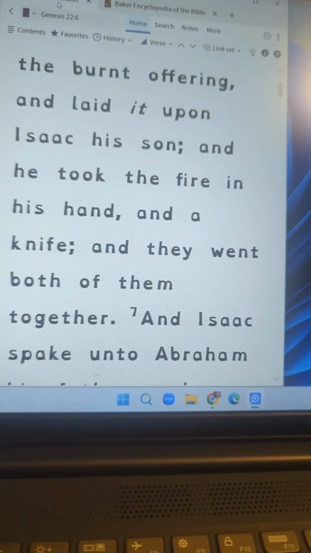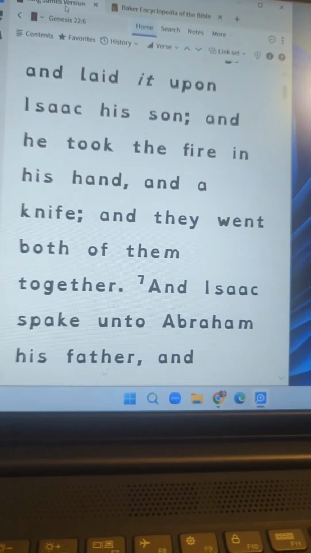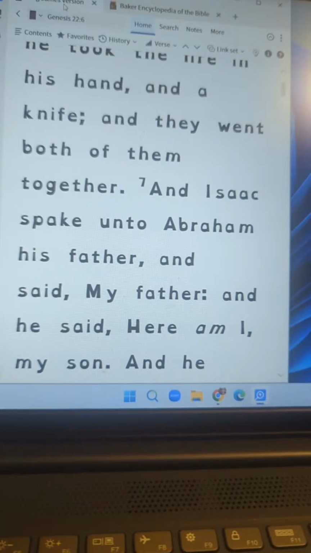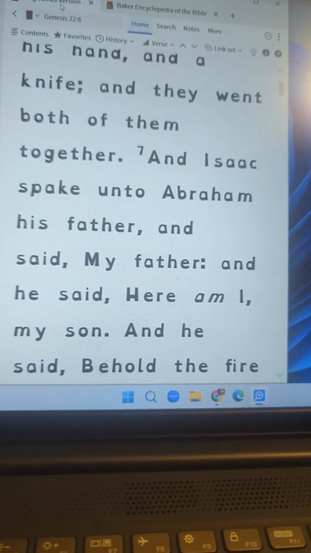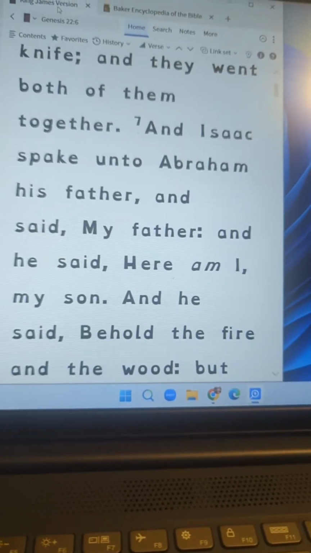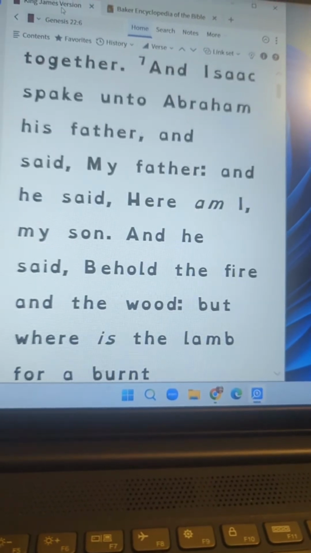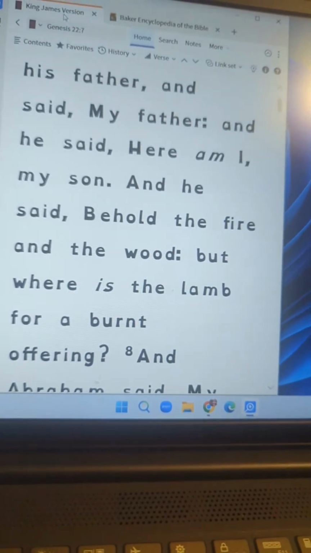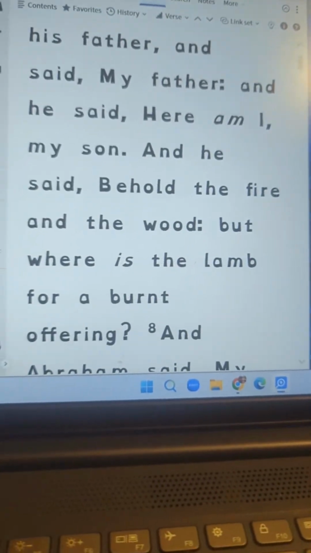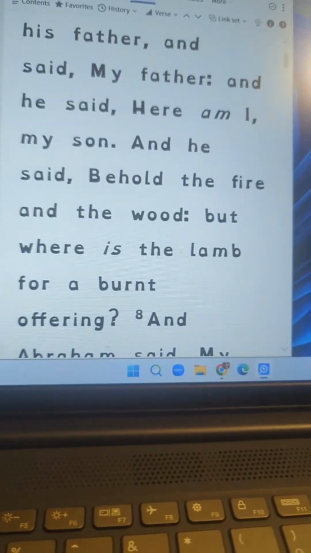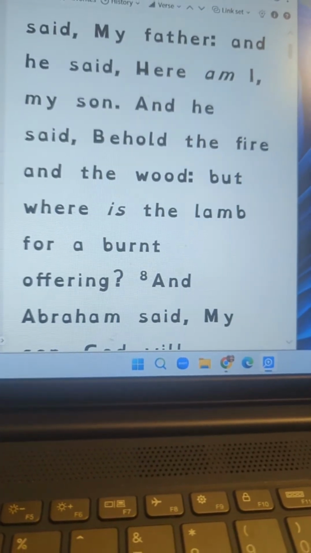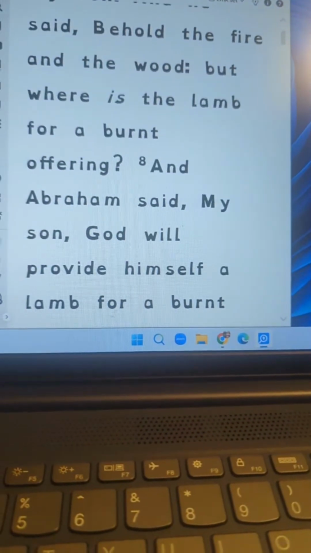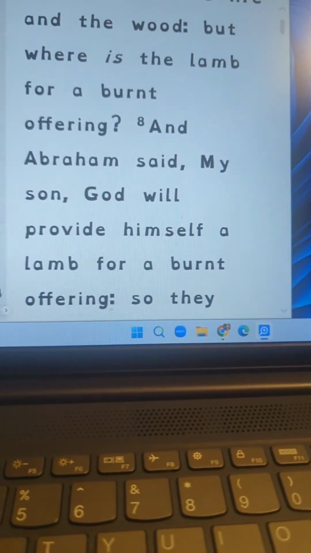And Isaac spake unto Abraham his father, and said, My father. And he said, Here I am, my son. And he said, Behold the fire and the wood, but where is the lamb for a burnt offering? Because usually the lamb would be burnt on the altar there. And Abraham said, My son, God will provide himself a lamb for a burnt offering.